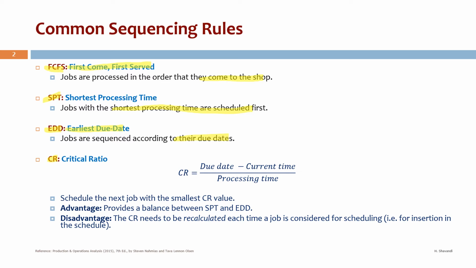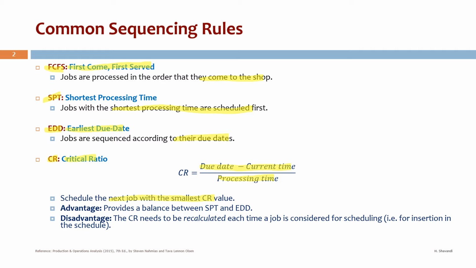And CR, critical ratio. Here we have this formula: due date minus current time in the numerator, divided by the processing time. As you see, in the numerator we have the available time to process that job, and in the denominator we have the required time. So available time divided by required time: due date minus current time divided by processing time. Here we schedule the next job with the smallest CR value.